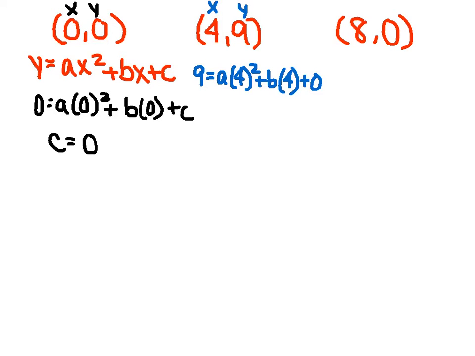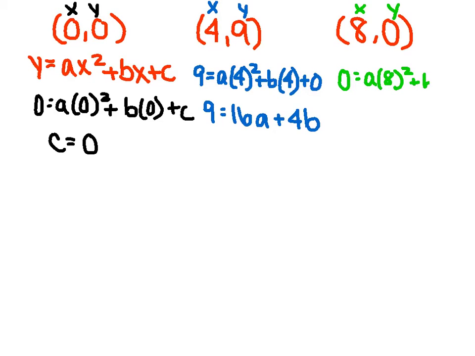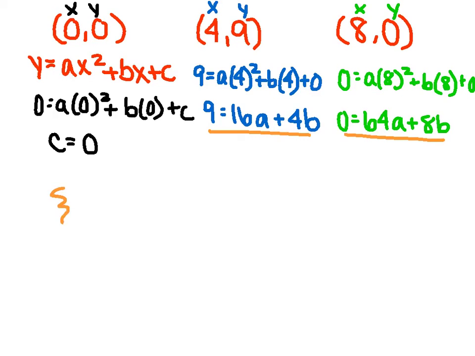Okay. So this gives us 9 equals 16a plus 4b. And then the last x value is 8, y value is 0. So we have 0 equals ax squared plus bx plus 0. So we're going to take our 2 equations involving a and b, and we are going to create our system. 16a plus 4b equals 9, and 64a plus 8b equals 0.